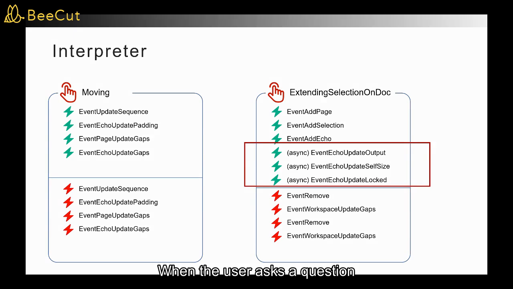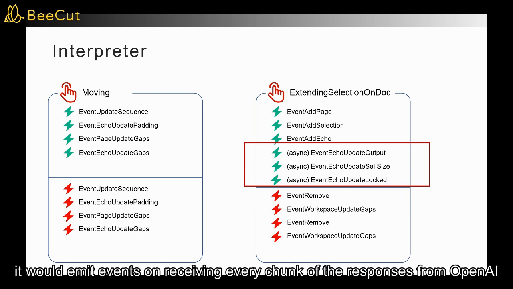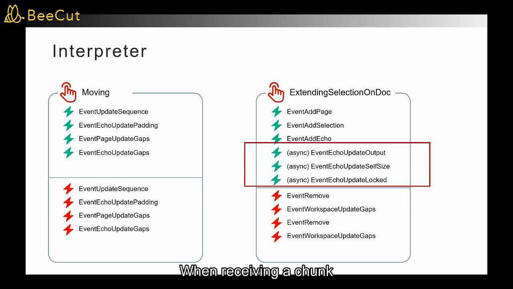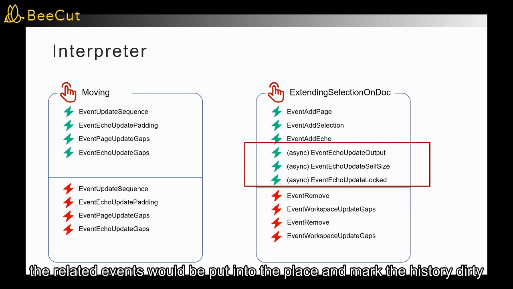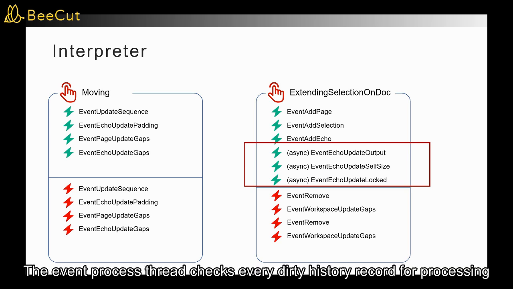When the user asks a question, it would be sent to ChatGPT. Thus, it would emit events on receiving every chunk of the responses from OpenAI. When receiving a chunk, the related events would be put into place and mark the history dirty. The event process thread checks every dirty history record for processing.